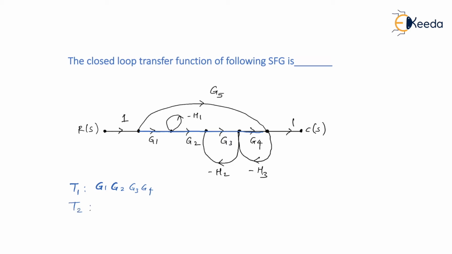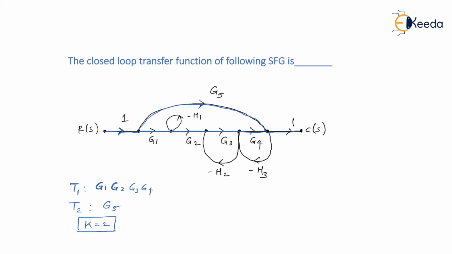As you can see, from R of S you have to move to C of S, but I can follow this path also. So with gain G5 I can reach from R of S to C of S. So the second forward path has gain G5. Since there are only two forward paths, the total number of forward paths is equal to 2. So I got the value of K.